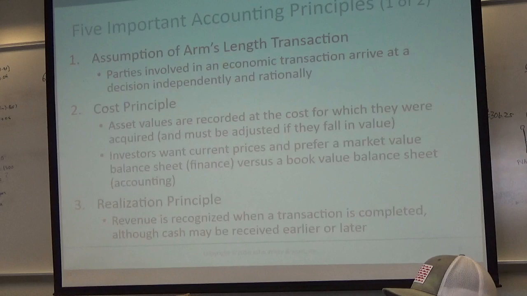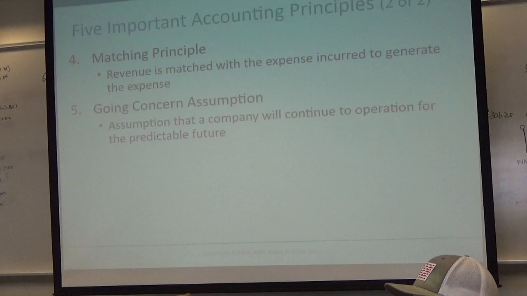The five most important accounting principles are the assumption of arm's length transaction, the cost principle, the realization principle, the matching principle, and the going concern assumption.